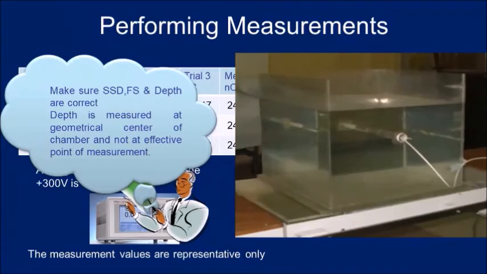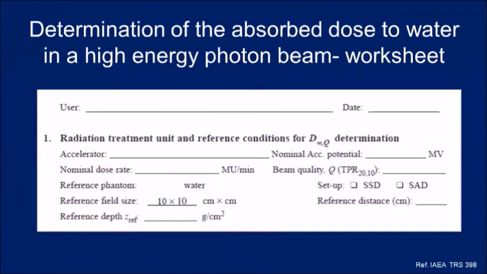Why? It could be a very good question. Because the effective point of measurement correction is already incorporated in KQQ0, you don't need to do that. You can take the geometrical center here. Then go back to the worksheet, start filling it up, the user details, date.